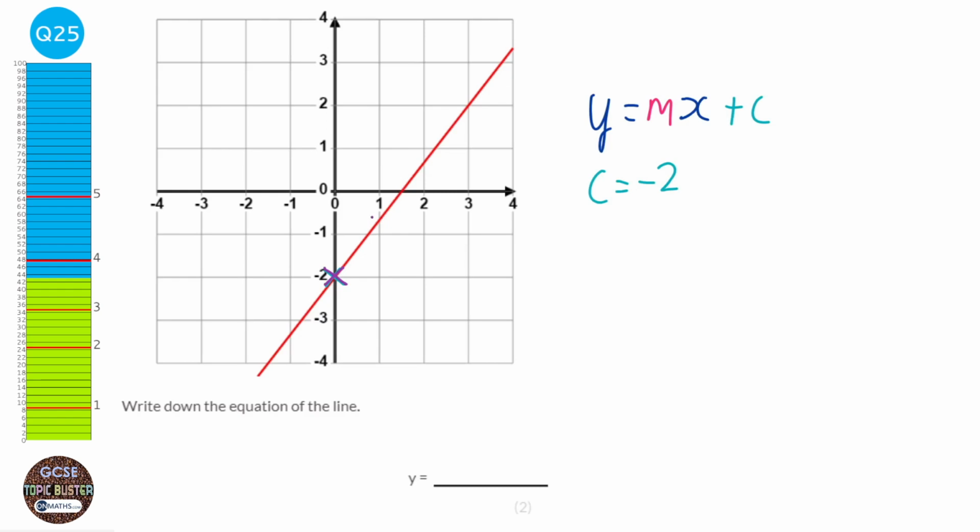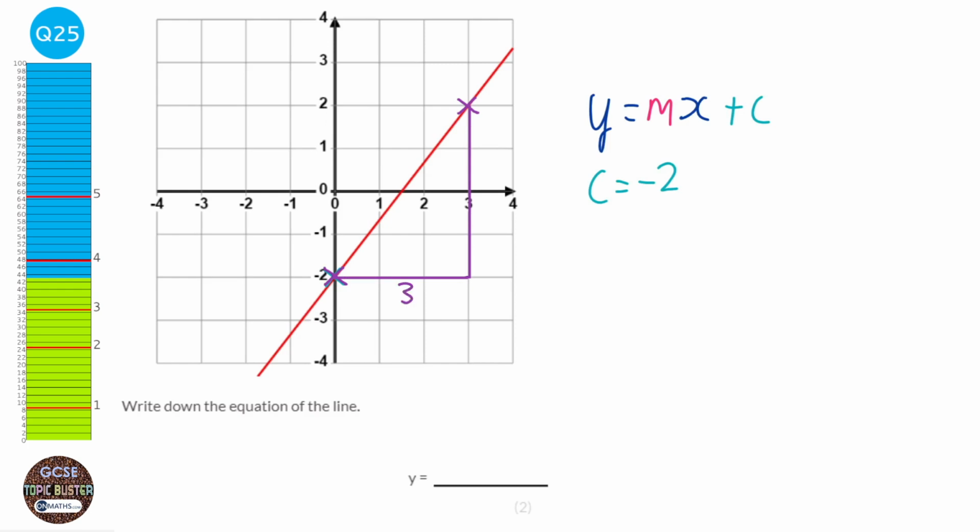Now, I don't really like this point because I don't really know where that is, and we've got to find a coordinate we know the coordinates for. So looking at this, this is a nice coordinate here. And what I'm going to do is just draw a right angle triangle between the 2 points. Try and get it as nice as I can. And we're going to work out how far up and how far right we went.